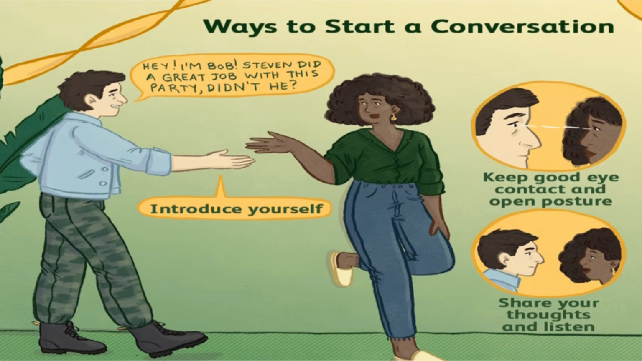Remember, the first thing you should do when you're starting a conversation is to introduce yourself. Tell your partner your name. Say where you're from. Keep good eye contact and an open posture. When your partner is speaking, listen to what they have to say. Show genuine interest. Have a warm smile on your face. These tips will help you not only to start a conversation, but to see that conversation right through to the end.